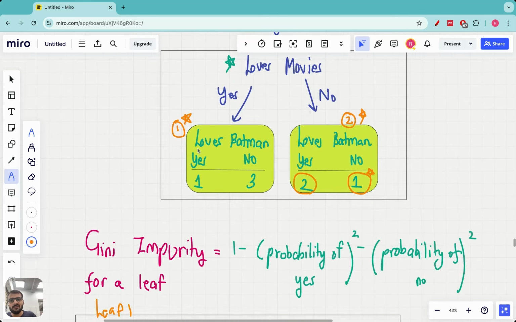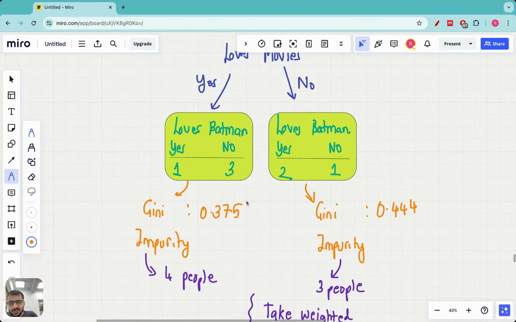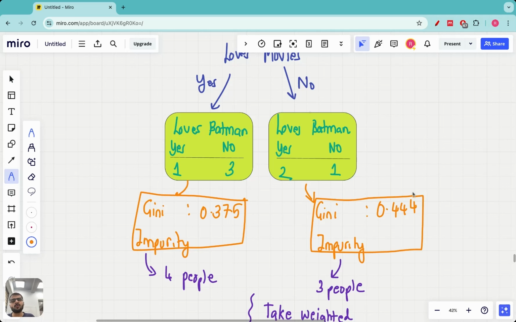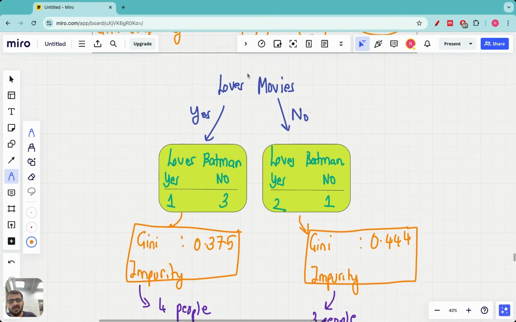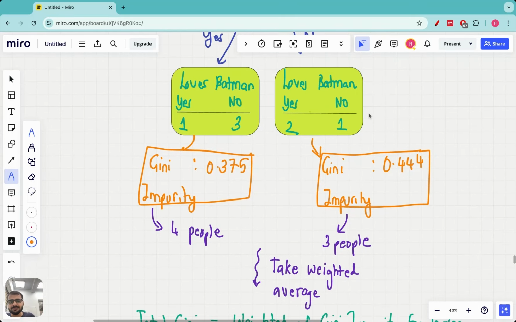So the Gini impurity for leaf 1 is 0.375. Let me write it over here. And the Gini impurity for the second leaf is 0.444. In fact, I have even written it over here. Gini impurity for the first leaf 0.375 and Gini impurity for the second leaf 0.444. And now we want to compute a combined Gini impurity, right? We want to find the total Gini impurity for this question. So let's see how to do that.